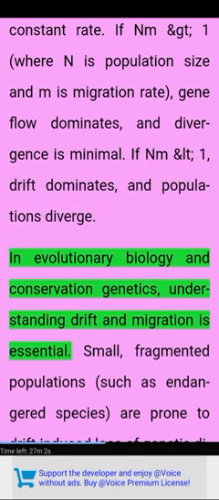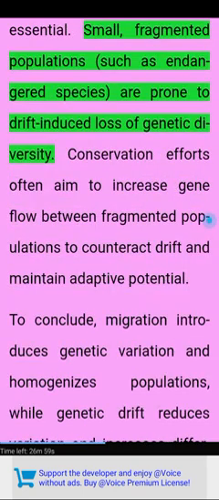In evolutionary biology and conservation genetics, understanding drift and migration is essential. Small, fragmented populations, such as endangered species, are prone to drift-induced loss of genetic diversity.